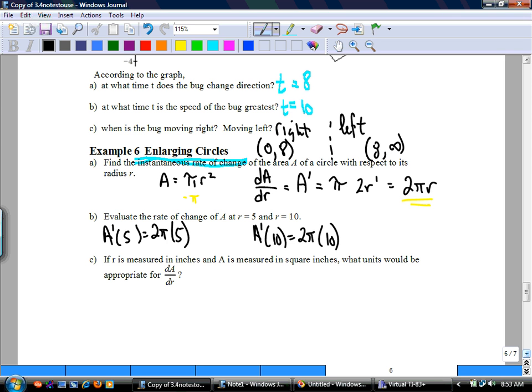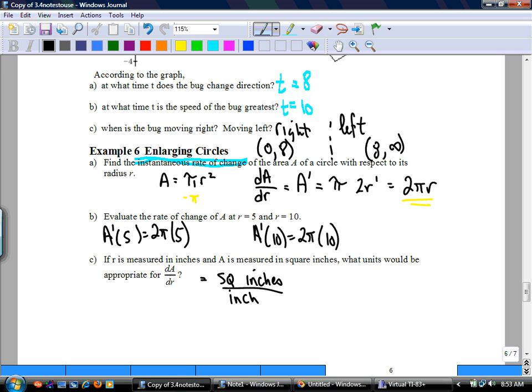If r is measured in inches and A is measured in square inches, what units would be appropriate for dA over dr? Well, I want to know how fast the area is increasing divided by how fast the radius is increasing. Wouldn't it just be square inches per inch? Don't cancel units. Square inches per inch.